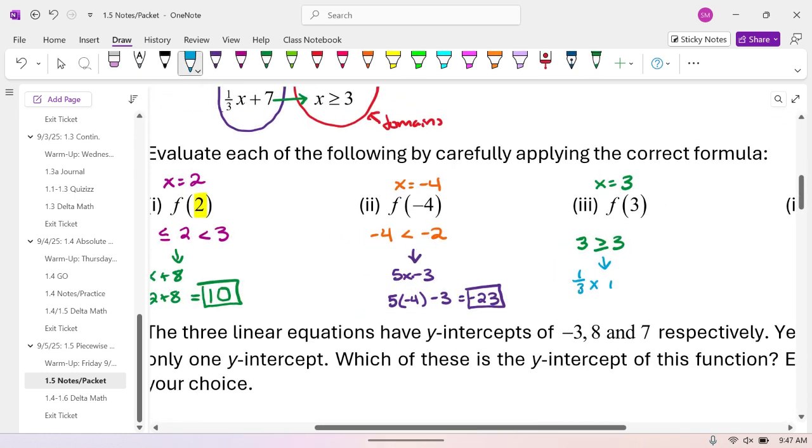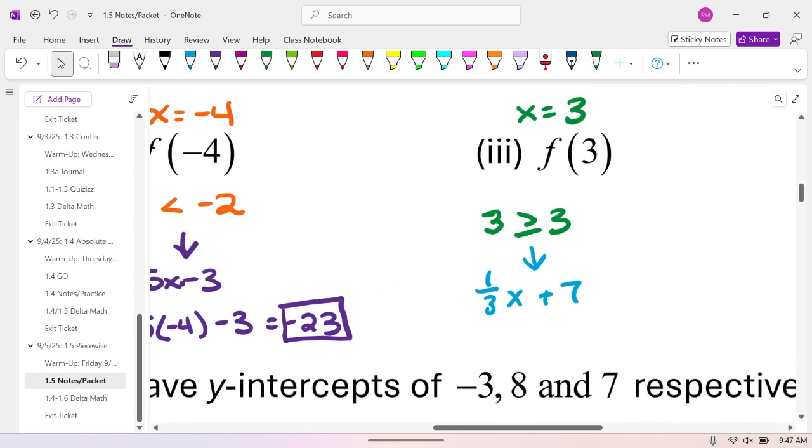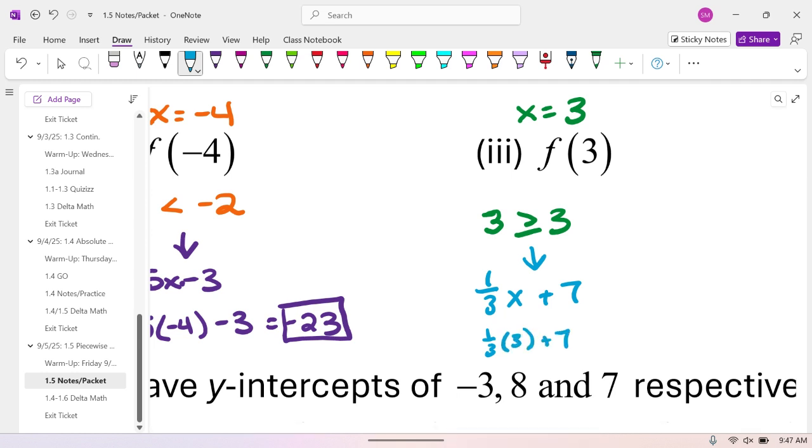1/3 x plus 7. So I'm going to plug in 3 for x. What's 1/3 times 3? Just 1. All right? If you think about it, it's just dividing 3 by 3. So it's 1. What's 1 plus 7? 8. And that's our answer.